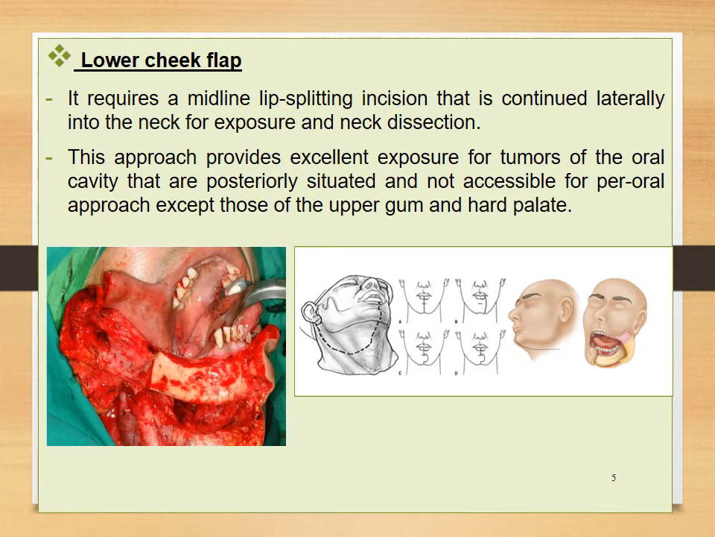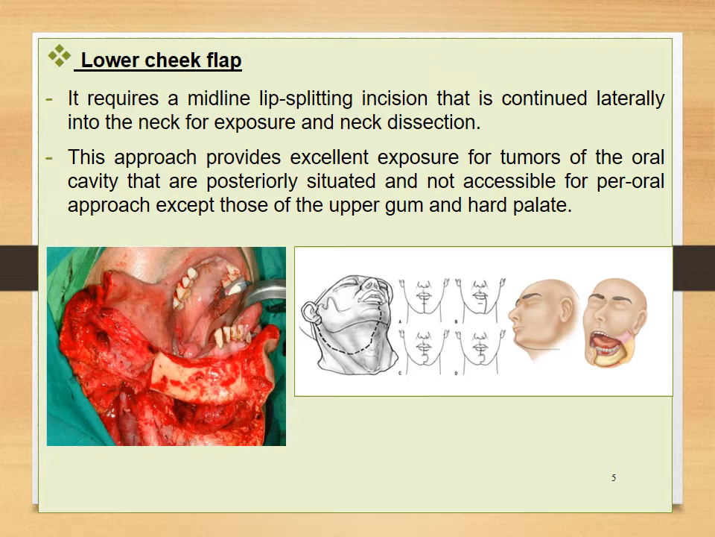The other approach for the resection of the tumor is called the lower cheek flap. In this flap, the incision starts from the lip. If you look at these images, this is the outline of the incision: a midline lip-splitting incision continued laterally to the neck for exposure of the structures in the submandibular and submental triangles, for dissection and removal of the involved structures. This is the clinical image. This approach provides excellent exposure for tumors of the oral cavity, especially when located in the posterior region, because accessibility there is difficult, so you see the huge exposure of the area. It is mutilating surgery. This is called the lower cheek flap.